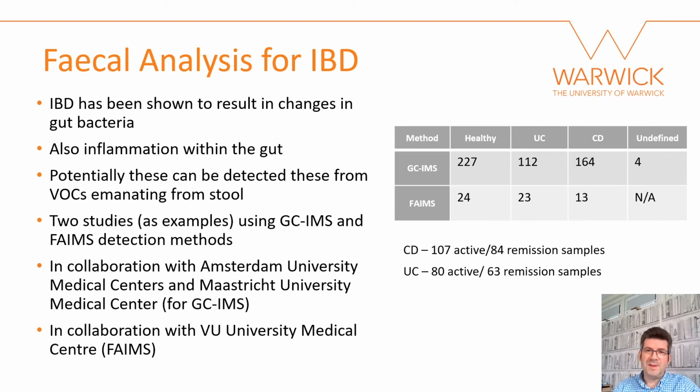So the GCIMS study had very good numbers. We were collecting over 400 or 500 patients. The FAMES study was not so large, as it was an earlier study. And for the GCIMS study, we managed to collect samples from patients in remission and samples from active disease state. Which is really nice, we had both disease types that we could investigate.